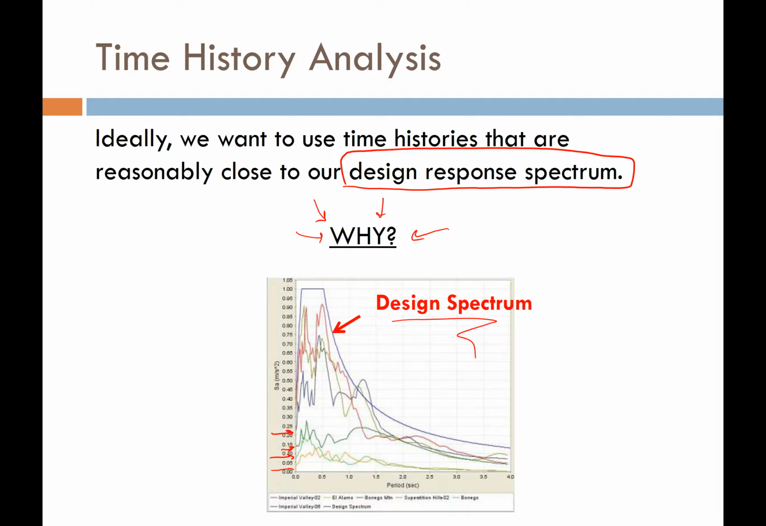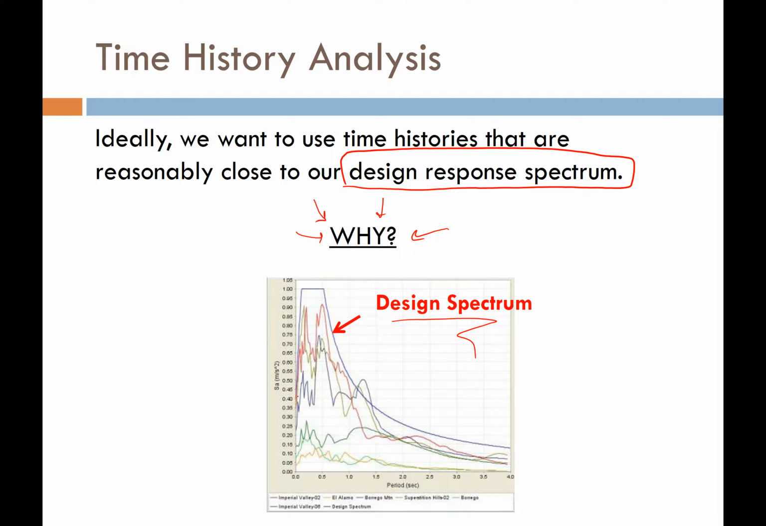And if you compare the response spectra from the real earthquakes with our design response spectrum, you can see that for the most part, all of the real earthquake spectra fall below, and in most cases, well below, our design response spectrum. So what would the problem be in this scenario? Well, the problem would be that the time histories we'd be introducing to our model would be inadequate compared to the design spectrum or to the level of seismic loading that the code says our structure should be designed for.